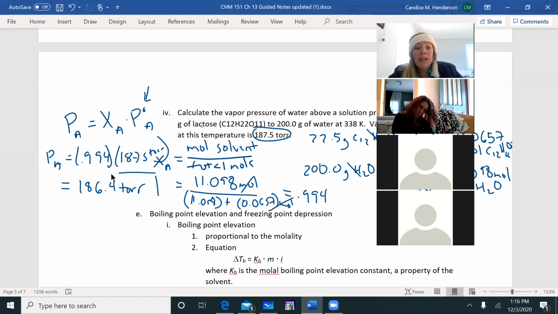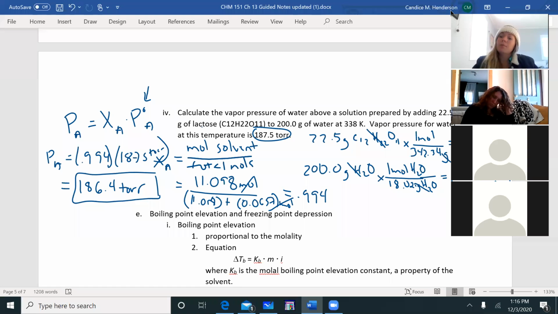So it's pretty close to our original, but it's just slightly less, right? So if it was just water, we would have a push of 187.5 up. Adding a little bit of lactose, we have 186.4.